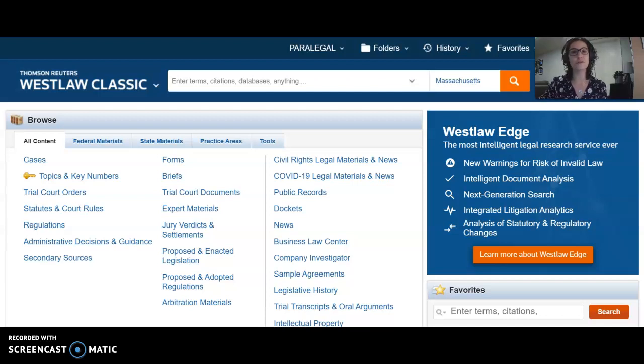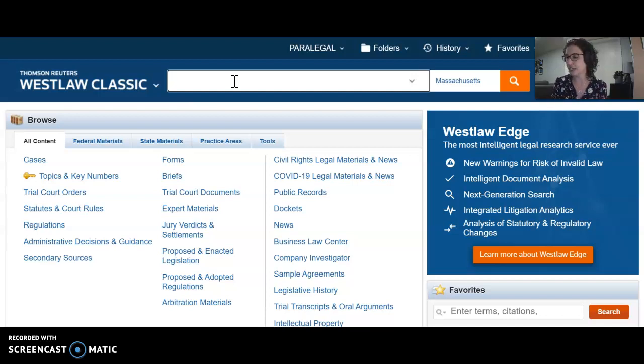So let's just go through example by example. First, I'm going to show you a couple of cases and the tools that Westlaw has on it. When we talk about the question of whether a case is still good law, the first thing we want to know, remember, is has my case been overturned?